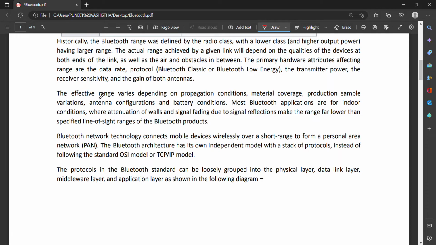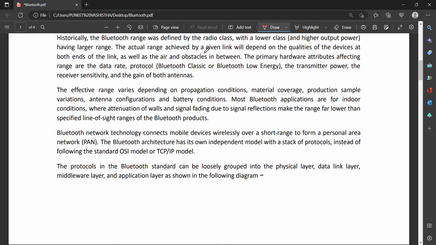Now, historically, the Bluetooth range was defined by radio class, with a lower class and higher output power having larger range. The actual range achieved by a given link will depend on the qualities of the devices at both ends of the link, as well as the air and obstacles in between, right? So basically, in the early days, we were having different kinds of problems at that time. Like you can see here, the air quality can reduce the Bluetooth connectivity as well.